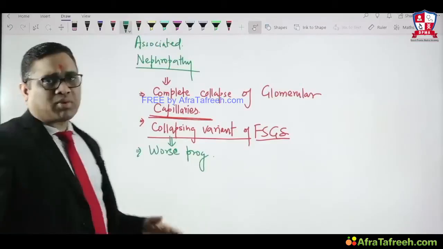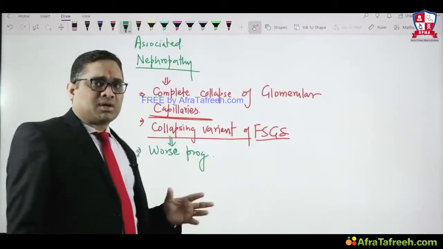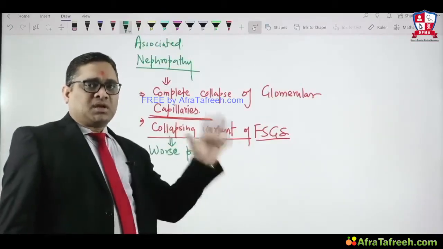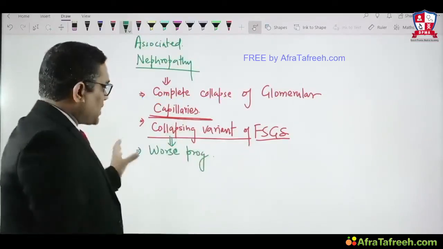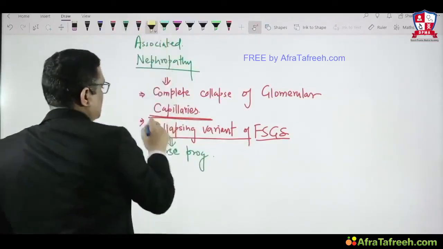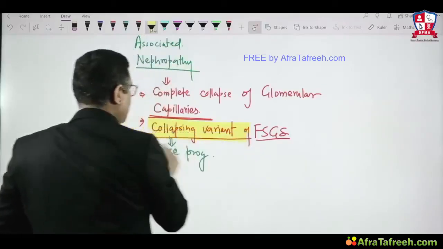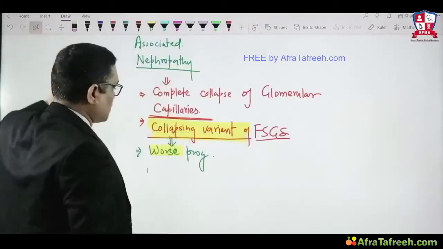So these are some important points we need to understand. HIV associated nephropathy is FSGS seen in an HIV patient, right? And in that kind of patient, what kind of nephropathy are you going to see? The collapsing variant of FSGS will be seen, and they will have a worse prognosis.